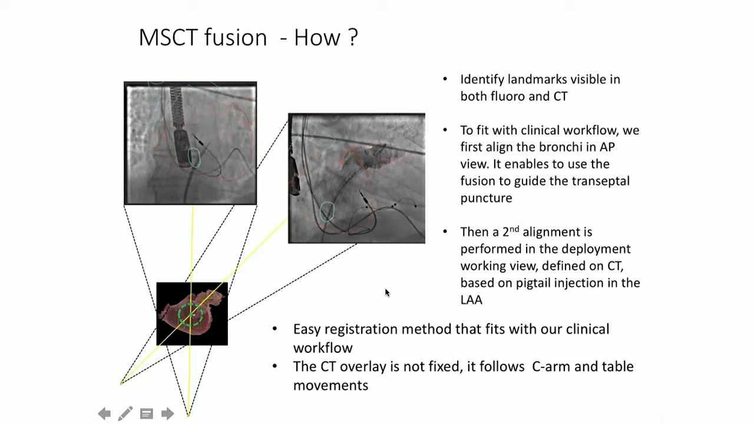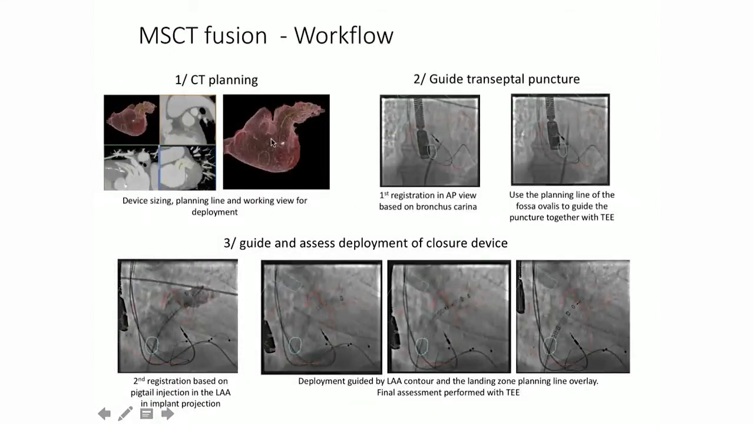Now we'll look a little bit more into detail on the exact workflow of how we perform our fusion. First we do our CT planning. So we do device sizing, we put our planning lines, we define our working view for the deployment. Next, we do our first registration in AP view based on the bronchus carina. As you can see here, those are aligned.